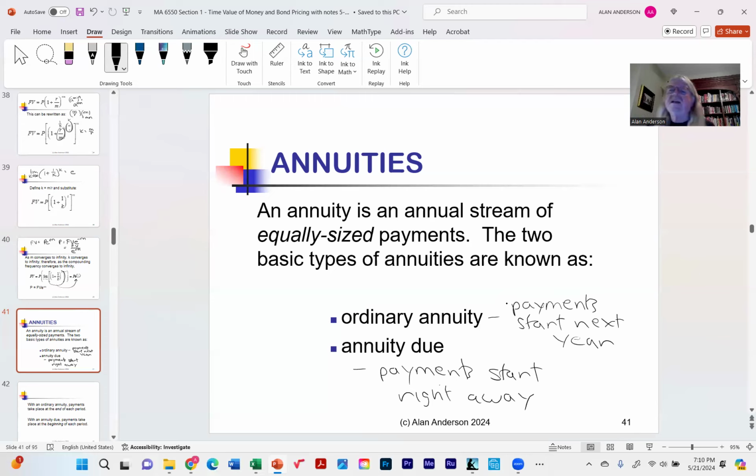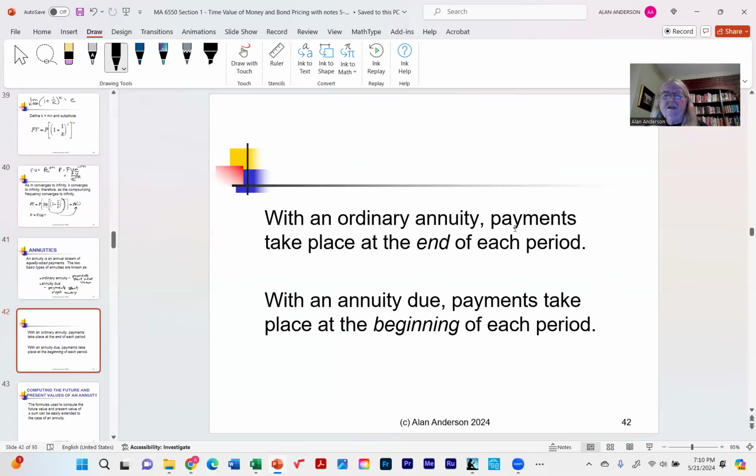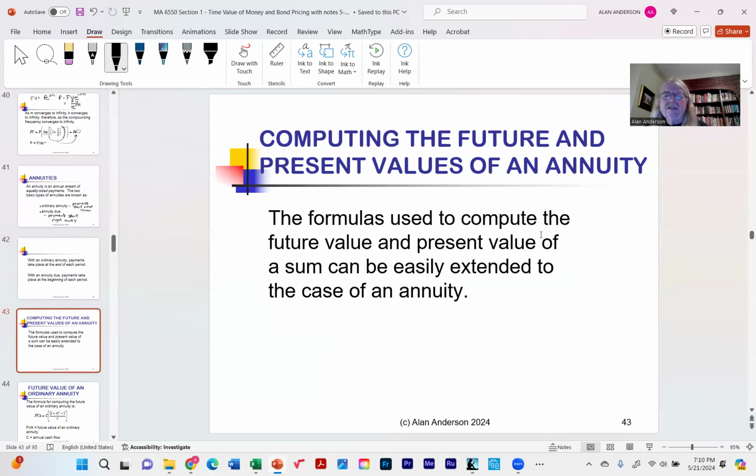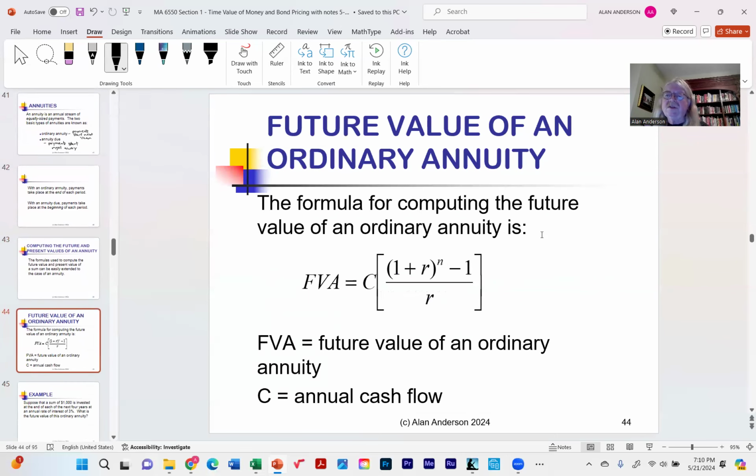And of course, the reason why we make a distinction between these two is that the timing of the cash flows makes a great deal of difference to the present and future value of the annuity. So we need to make sure we always know which one we're talking about. Now, these formulas that we're seeing here are designed for ordinary annuities. If we have an annuity due, we have to make an adjustment. When you see a formula like these, you can usually assume that it means an ordinary annuity unless it tells you otherwise. That's the standard.